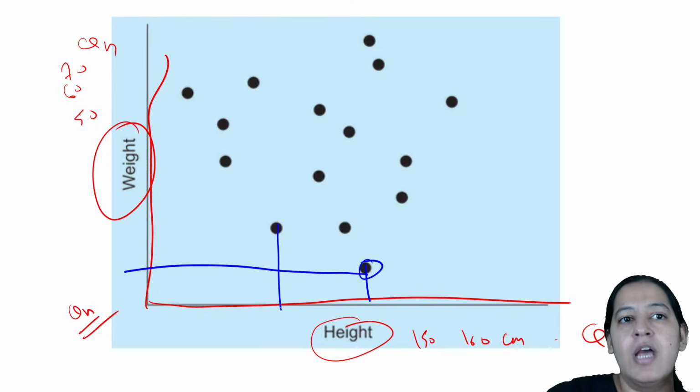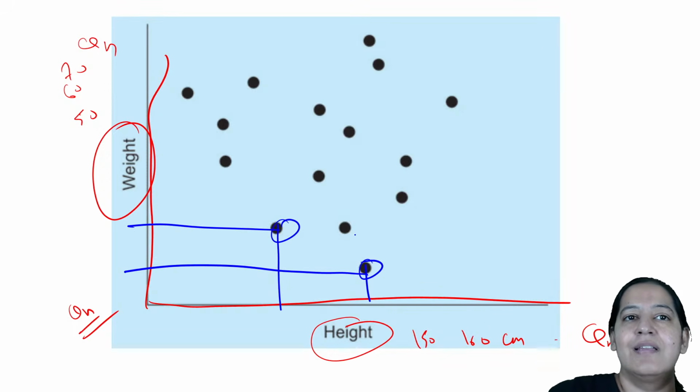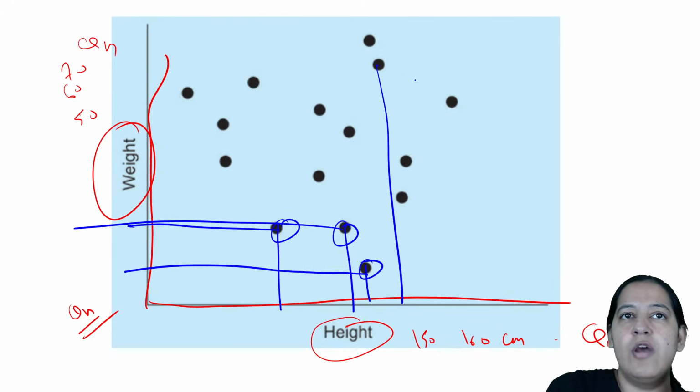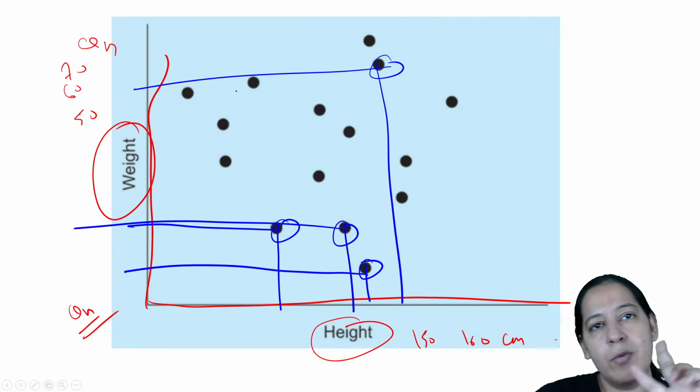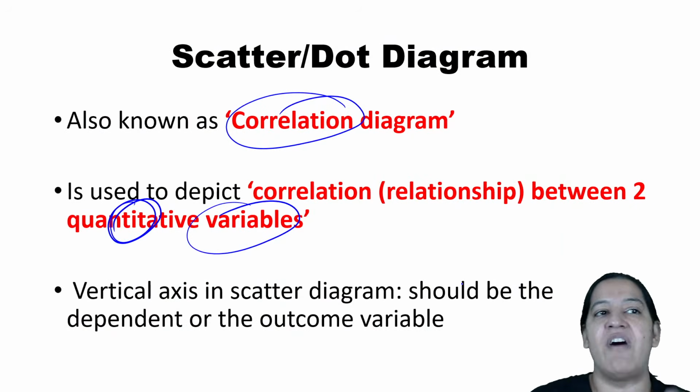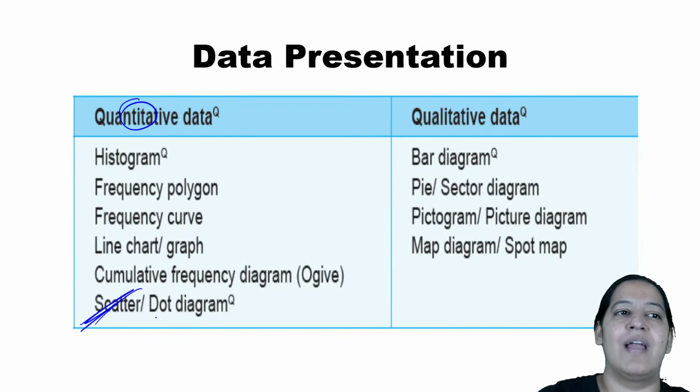There is another boy whose weight is this, height is this. So likewise, there is a boy whose weight is this, height is this. So I'm correlating two variable quantities, one on x-axis, one on y-axis. So whatever I'm getting is known as scatter diagram or dot diagram.